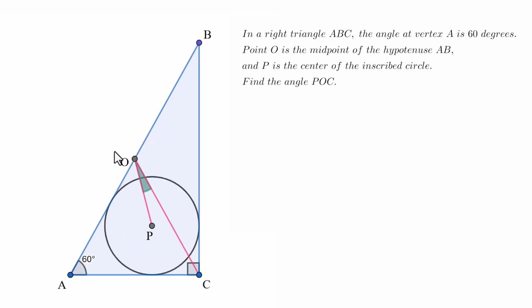Point O is the midpoint of the hypotenuse AB, and P is the center of the inscribed circle. Find angle POC. As usual, pause the video now and try to solve the problem yourself.